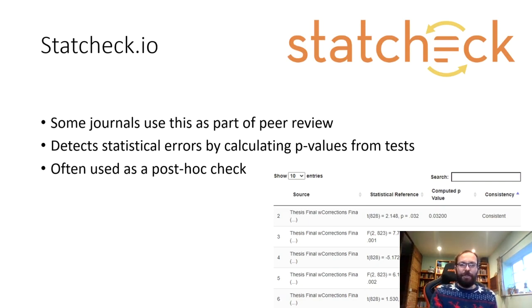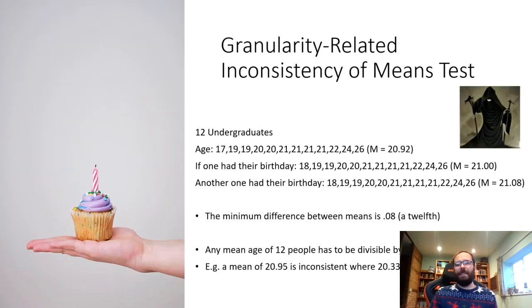The other approach that I think is particularly interesting is what's known as the GRIM test, which is the granularity-related inconsistency of means test. This is a very basic way of explaining it, and it only really works with small sample sizes. But again, it attempts to work out whether numbers are feasibly possible purely on a statistical basis. So let's say we've got 12 undergraduates and we are capturing their age. We can see here ranging from 17 to 26, and we've got a mean of 20.92. Okay, so that tells us quite a bit of useful information.